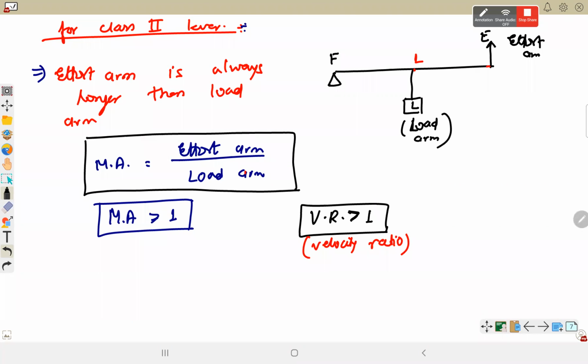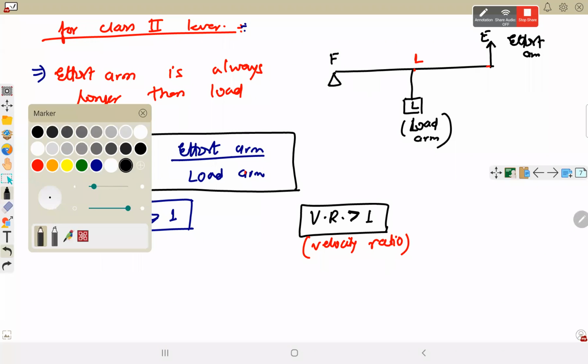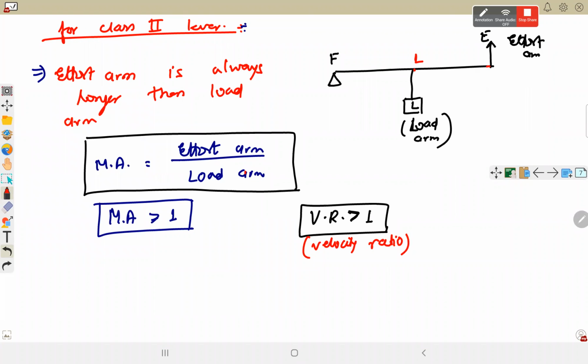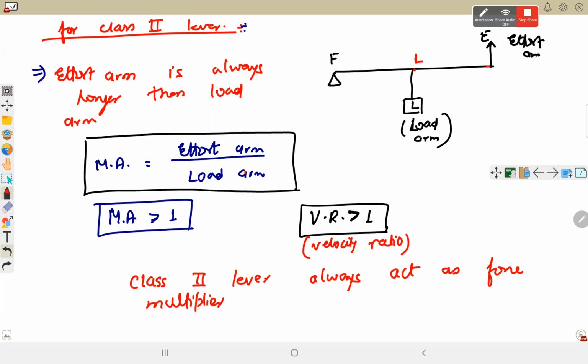So if it is more than 1, velocity ratio, can it be used as a speed multiplier? Can it be used as a speed multiplier, Adya? Class 2 lever always acts as a force multiplier. Velocity ratio greater than 1 है तो speed कम हो जाती है. Always acts as a force multiplier. Cannot be used as the speed multiplier.